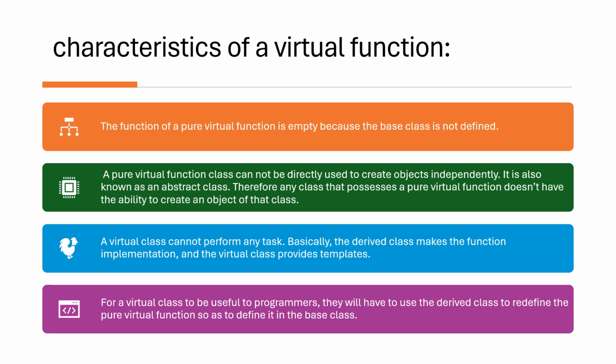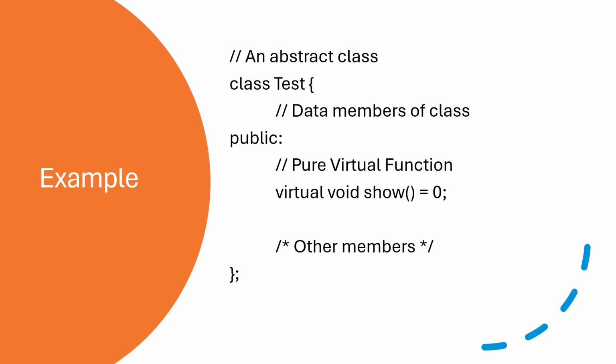A pure virtual function cannot perform any task. Basically, the derived class provides the function implementation; the base class only provides a template. So, unlike other functions, we cannot make use of it to perform any task there. Only the derived class can implement it. For a pure virtual class to be useful to programmers, they will have to use the derived class to redefine the pure virtual function declared in the base class. Whatever we are doing in the derived class, we have to redefine the functions we are giving.